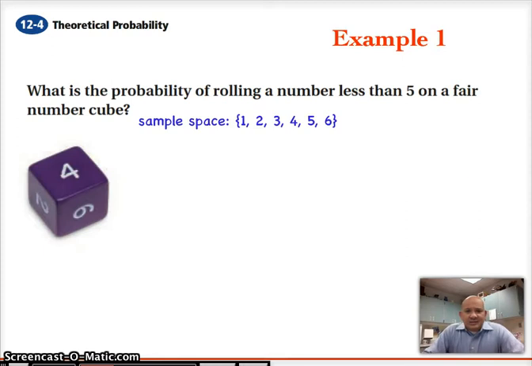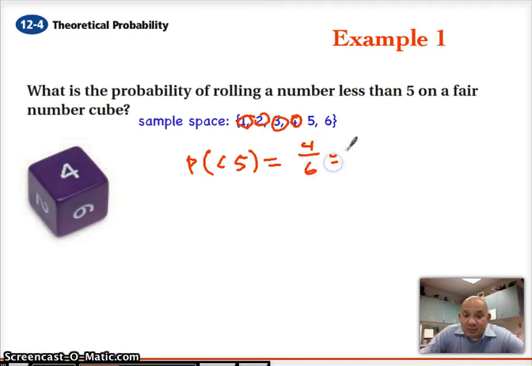Next, we've got an example. What's the probability of rolling a number less than 5 on a fair number cube? Well, here's where we look at the sample space. Sample space being all the possible outcomes, and you notice the brackets there, so make sure you write in the brackets. Let's look at the possible or desired outcomes. If we roll a 1, a 2, a 3, or a 4, we have accomplished that. So the probability of rolling less than a 5 would equal 4 outcomes out of the total 6, which we simplify to 2 out of 3, or 2 to 3.